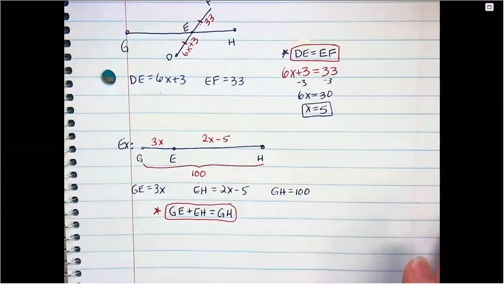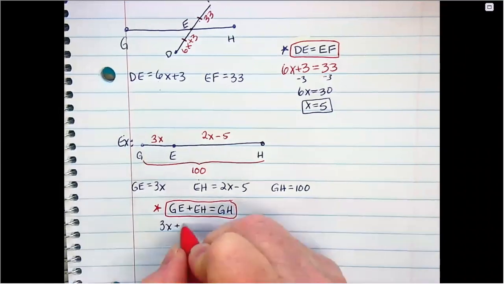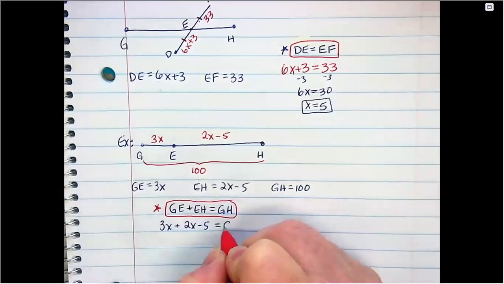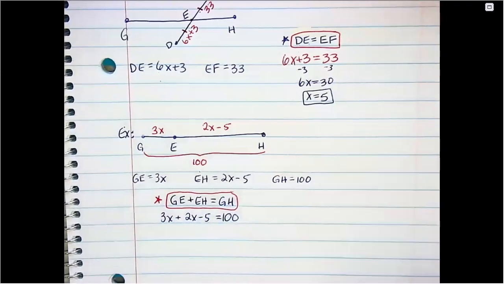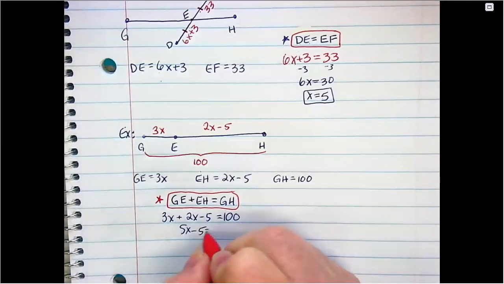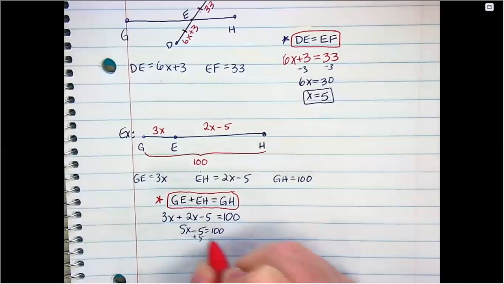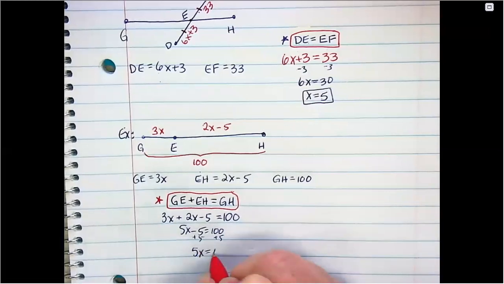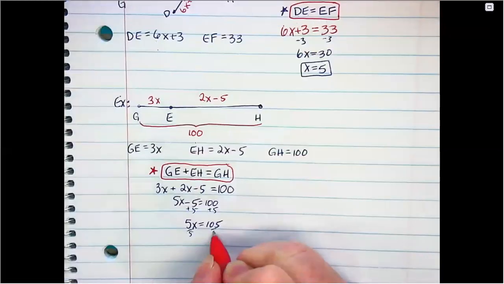Okay, so let's solve. GE was 3x, EH is 2x minus 5, and GH is 100. Now it looks like the equations that we were solving. So 5x minus 5 is equal to 100. Adding 5 to both sides, we have 5x equals 105. And dividing both sides by 5, x equals 21.